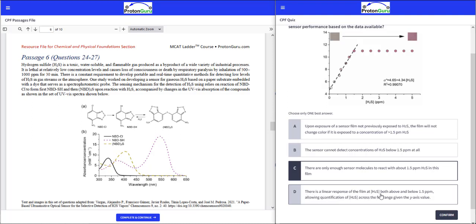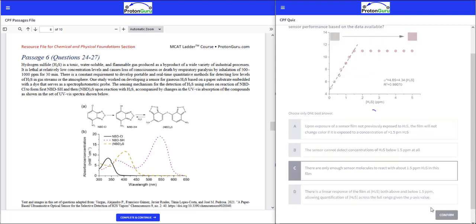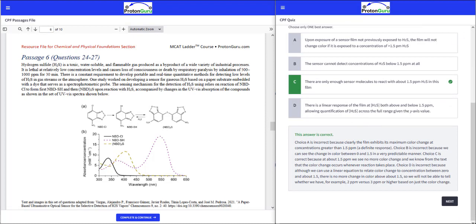There is a linear response of the film at H2S both above and below 1.5 ppm, allowing quantification of H2S concentration across the full range given the x-axis, the y-axis value. So part of this answer choice is correct. There is a linear relationship here, but they're saying if we know the y-axis value, we can tell what the concentration is. But see all these dots here? The Y value is not really changing, but the concentration is changing a lot, from 2 to 3 to 4 to 5. So that choice D is also not reflecting what we're observing in the data. So choice C is the only one that really makes sense here.